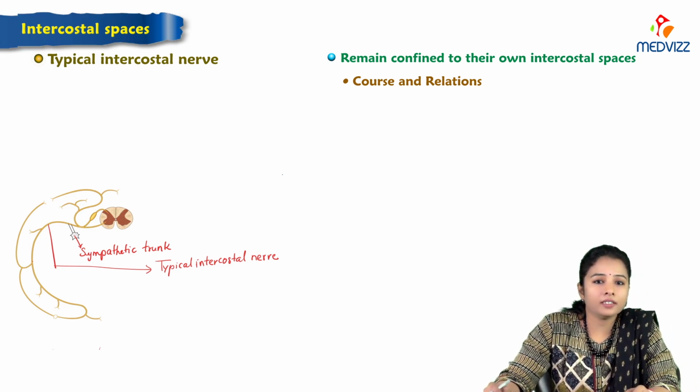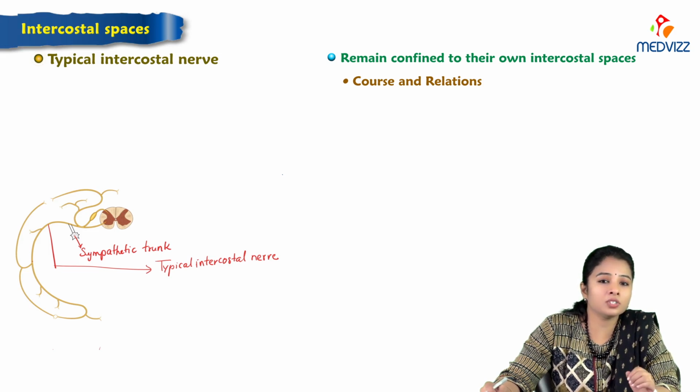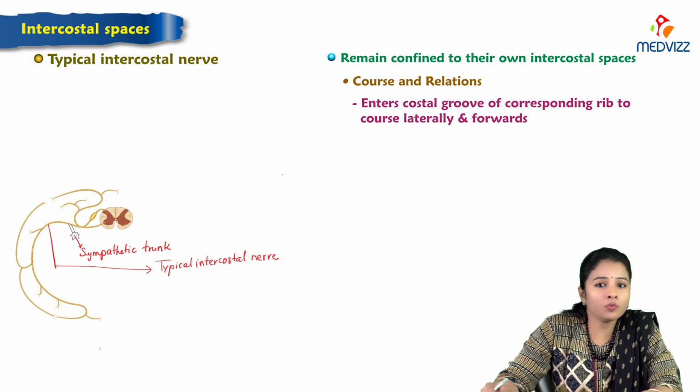And then it enters the intercostal space between the parietal pleura and the posterior intercostal membrane. So what is the posterior intercostal membrane? It is the aponeurosis of the internal intercostal muscle itself. And then further it enters the costal groove of the corresponding rib to course laterally and forwards.